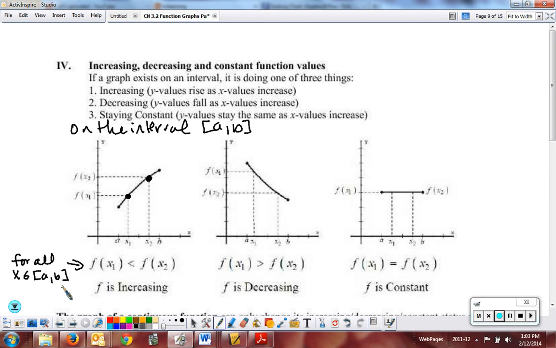Why am I talking about this in terms of function notation? Because sometimes you don't have a picture. You're like, this is obvious. Yes, if you have a picture, this is obvious. If you don't have a picture, you have to compare the y values and see what happens.